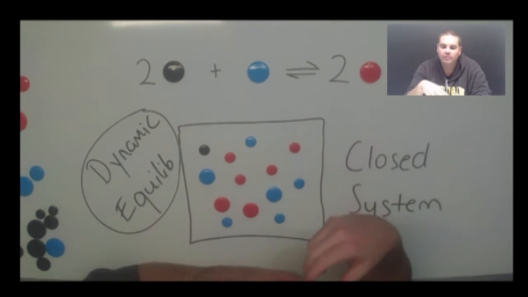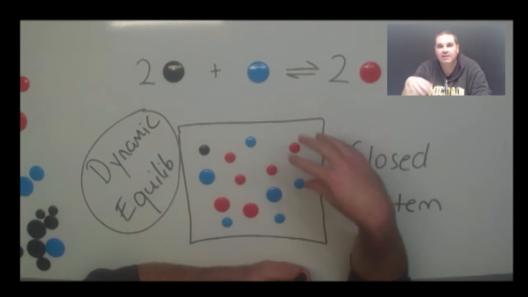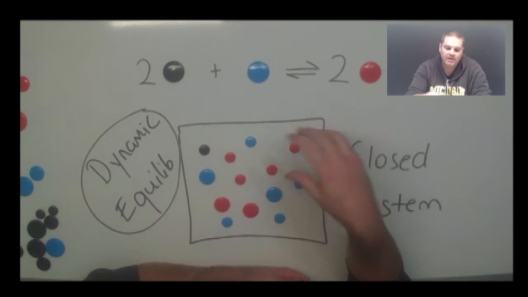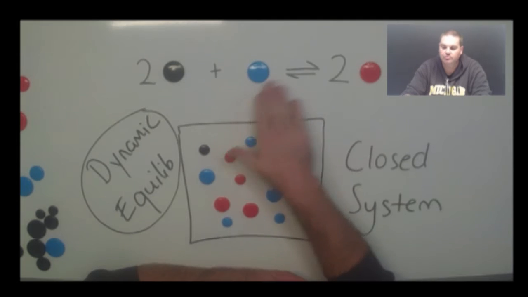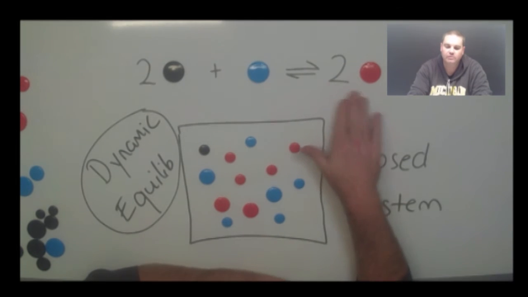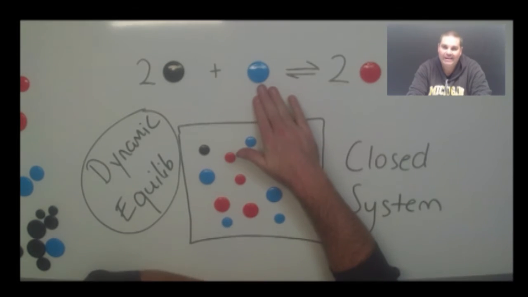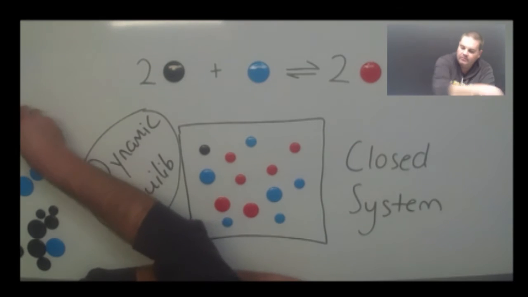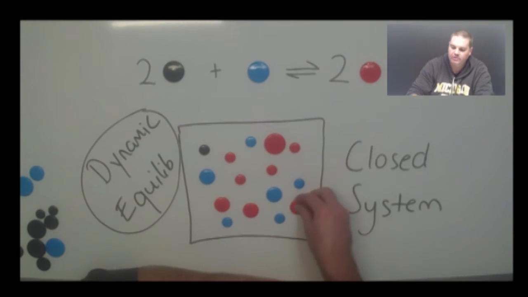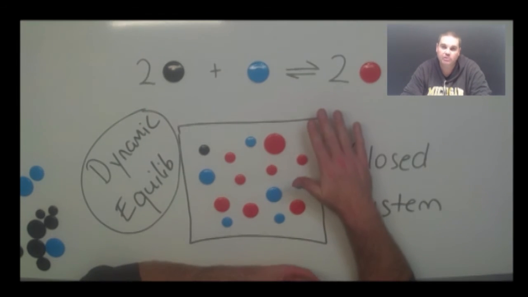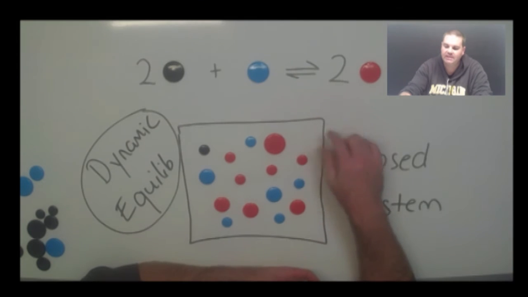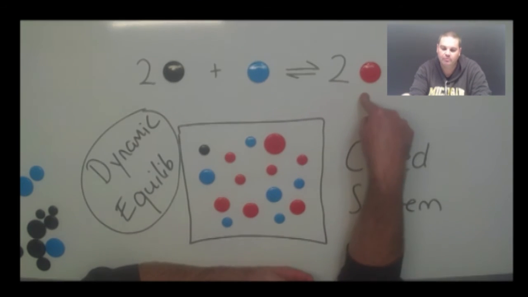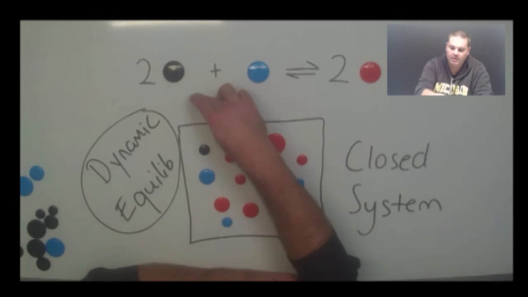A system or an equilibrium will shift to counteract any change imposed upon it. So in this case, it shifted to the right to decrease the concentration of blue. If we started adding more red in, like this, the system would be unhappy. It would shift to counteract that change. It does that by using up red, or getting rid of red, to form more blue and black.